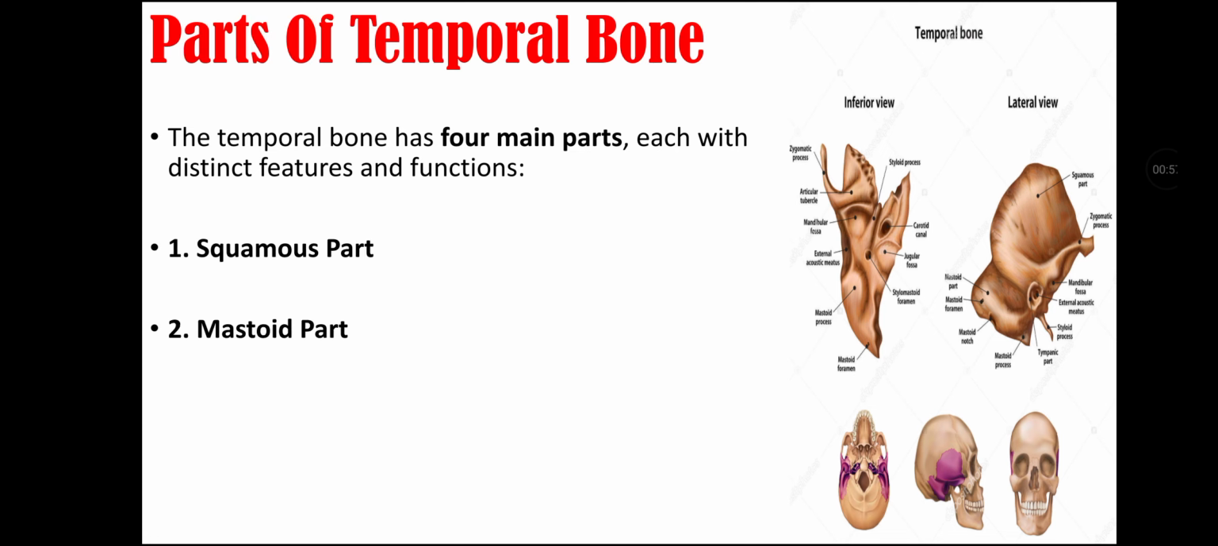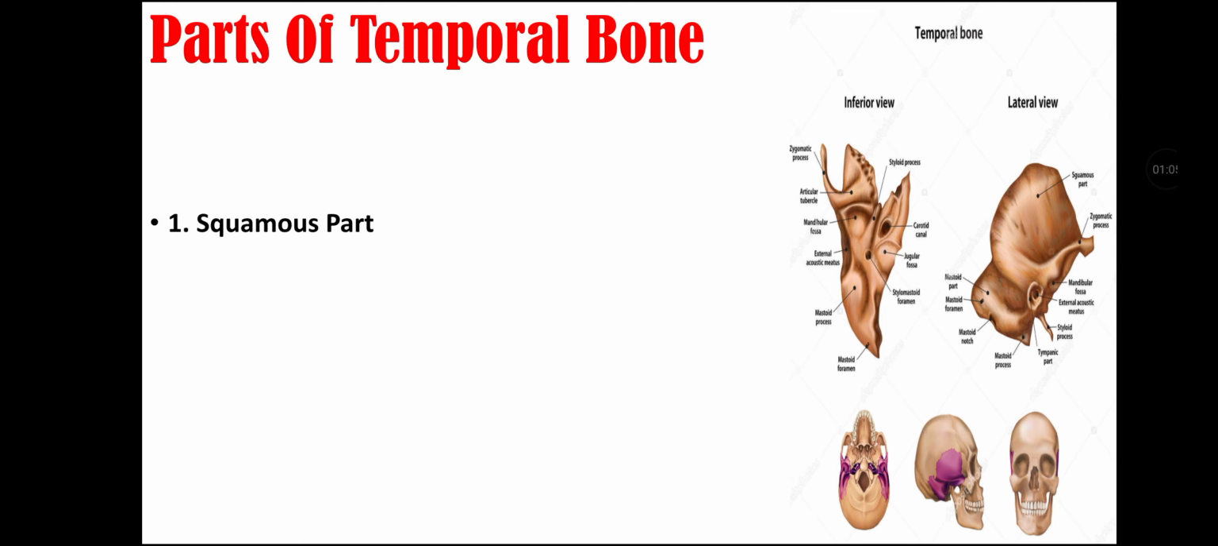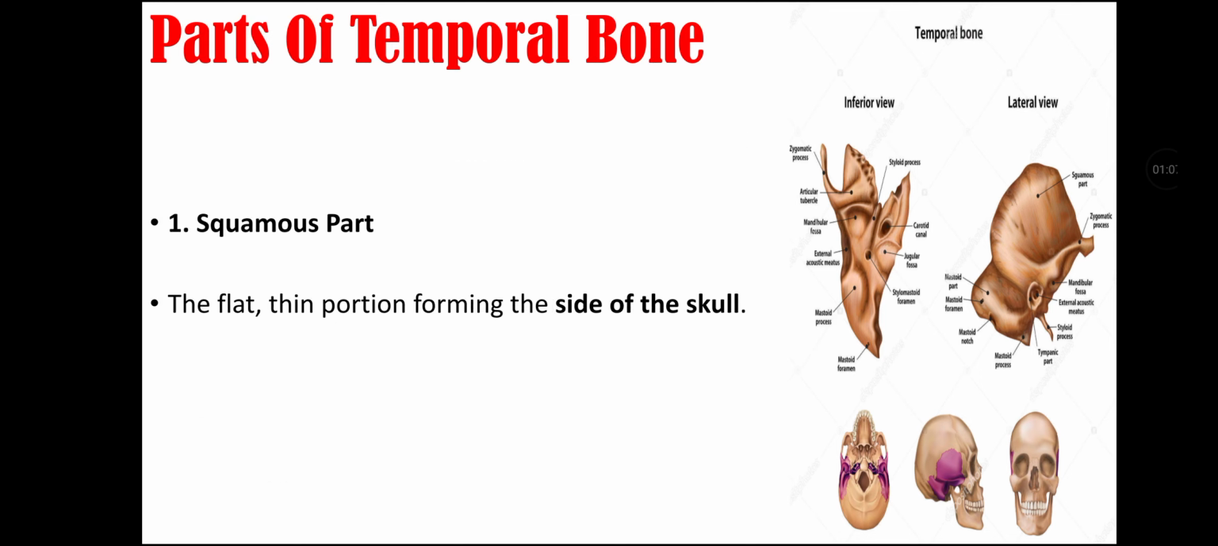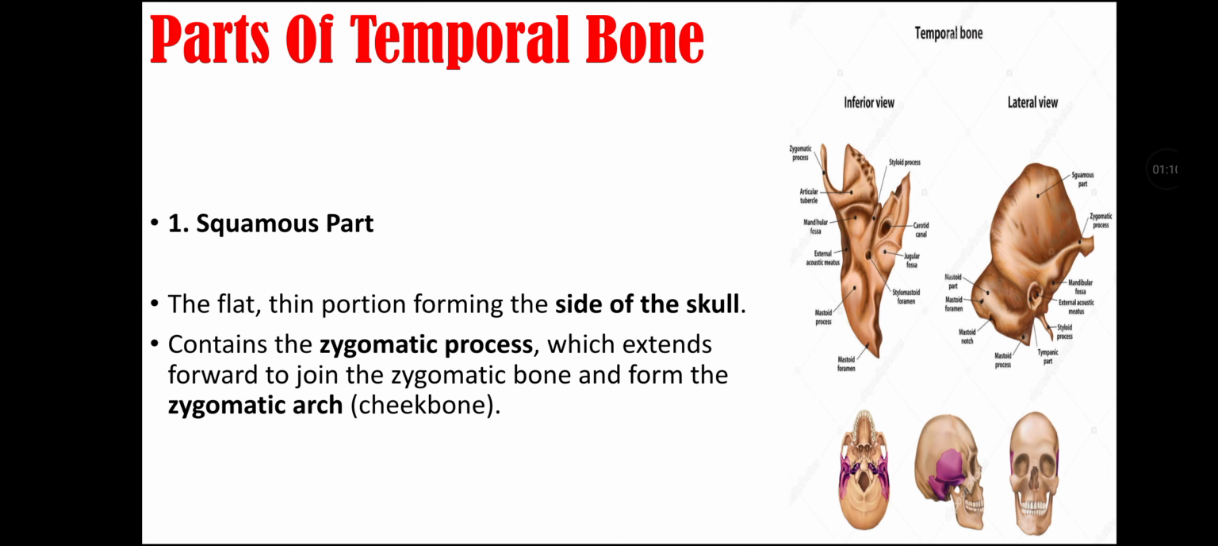These parts are squamous part, mastoid part, petrous part, and tympanic part. Now let's talk about these temporal bone parts one by one. So first part of temporal bone is squamous part. It is a flat, thin portion that forms the sides of the skull. It contains a zygomatic process which extends forward to join the zygomatic bone and form the zygomatic arch.